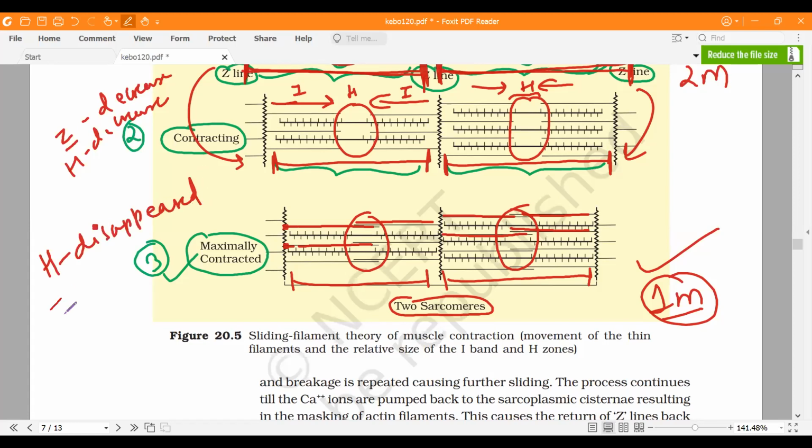Then what about the I band? The I band length has decreased, no? The I band area has decreased because it has come nearer. As you can see, the I band length decreases. What about the A band? A band length.